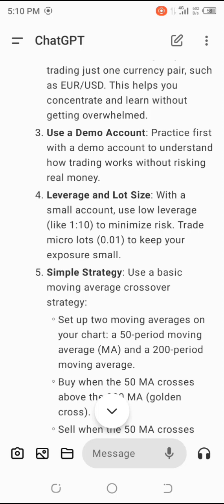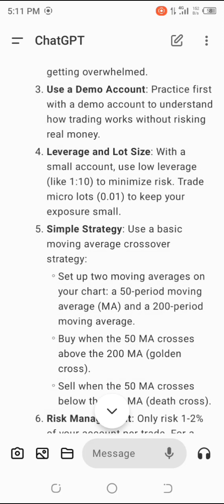Alright, so I have to get acquainted. Remember, I said I don't know anything about Forex. I'm trying to make ChatGPT understand that, okay, I am a newbie. Give me something that I can use. So this strategy, even if you are a newbie, will definitely work for you. Alright, so after practicing on demo accounts, it said I should use what is called leverage and lot size. With a small account, it said I should use low leverage like 1 to 10, so as to minimize risk.